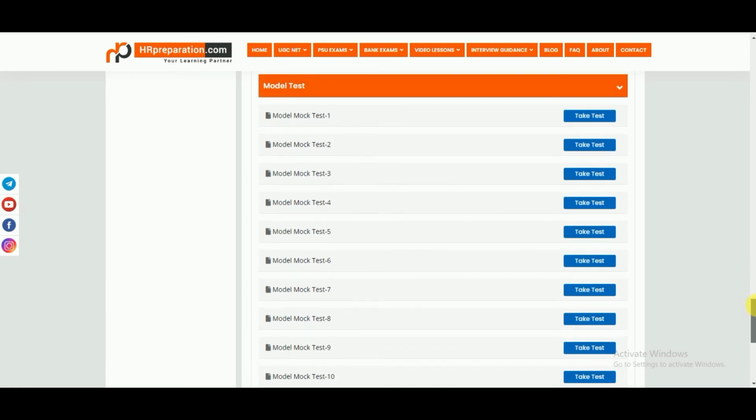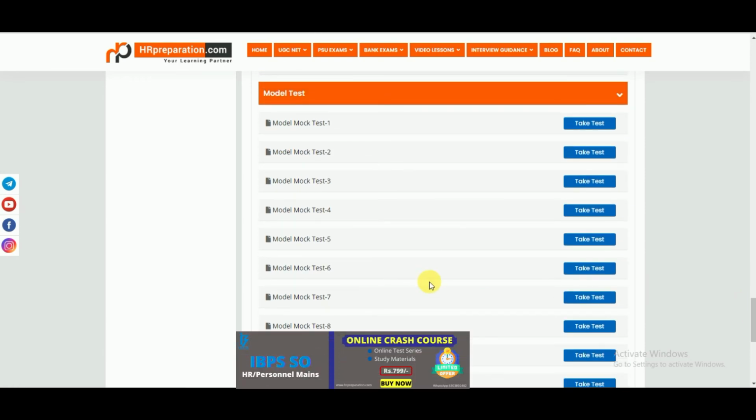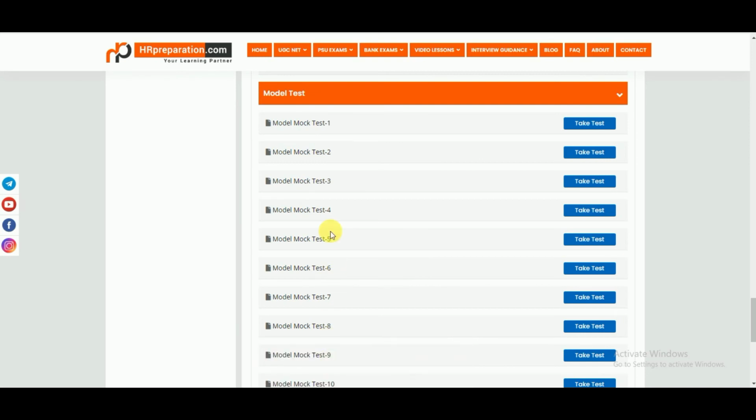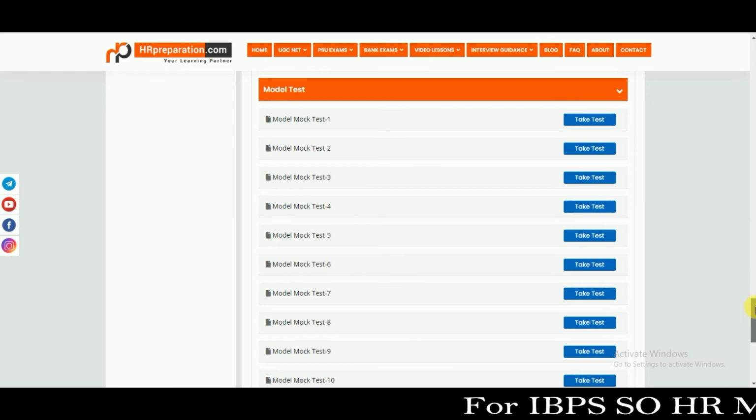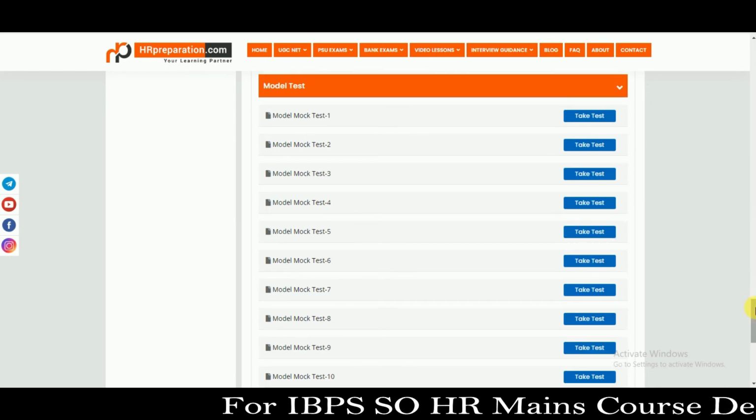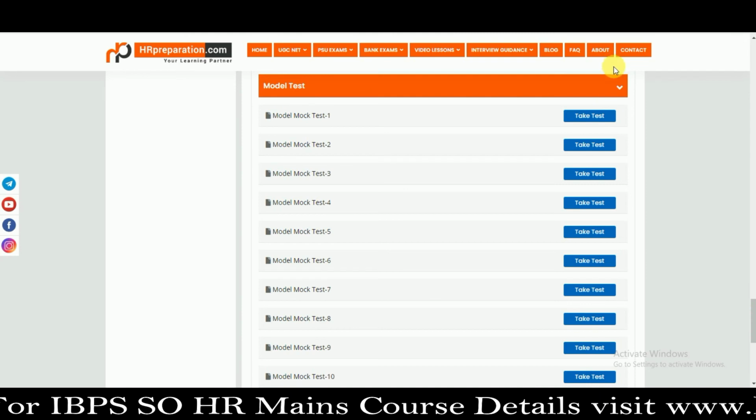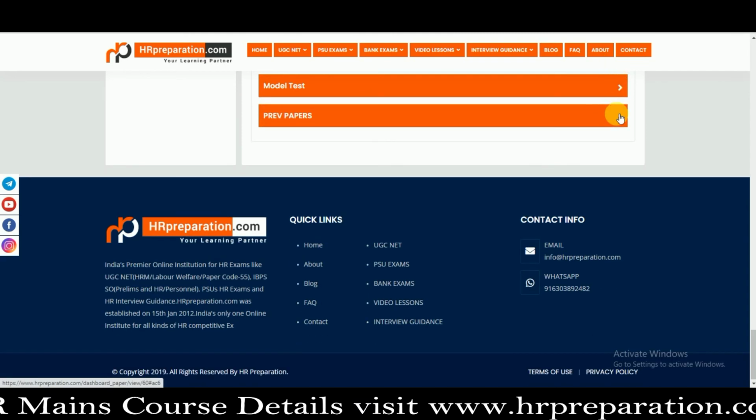Now we are here at the model mock tests. There are 10 model mocks as per the exam pattern only. 60 MCQs from subject knowledge, each question carries 1 mark and 1/4 negative marking for a wrong answer. 45 minutes is the allotted time for the test.